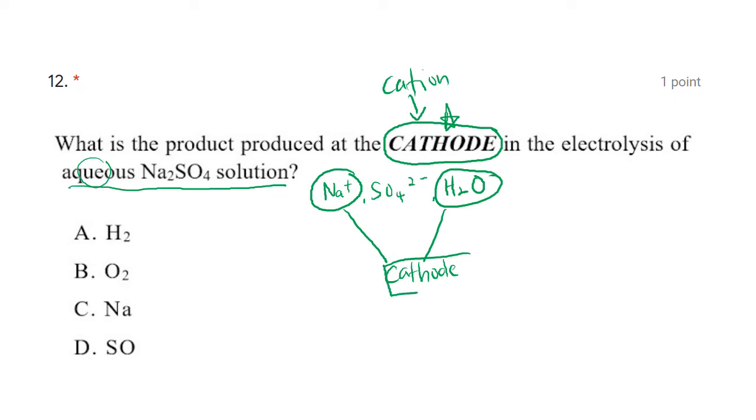So between these two, which one will be selectively discharged? From what we already learned in the tutorial, we know that if we have Na+ and water, water will be selectively discharged. So if water is selectively discharged at the cathode, the product is hydrogen. This is the way that we remember: we see the H symbol first, so it is referred to as hydrogen. So the answer is A.